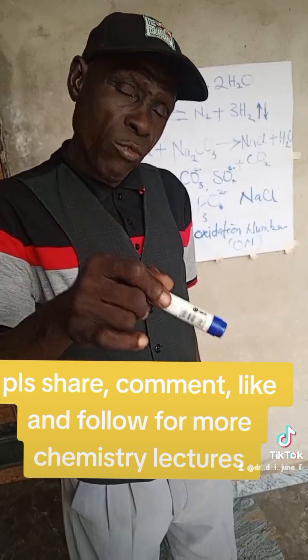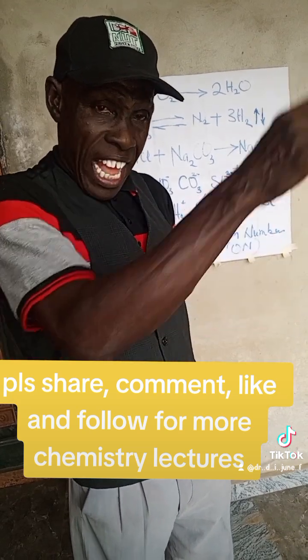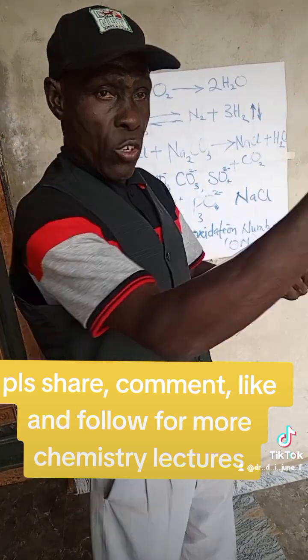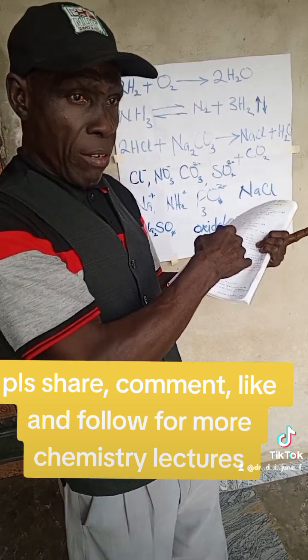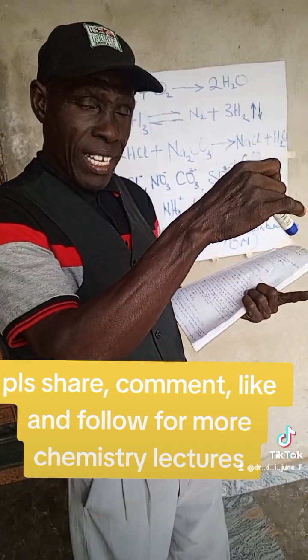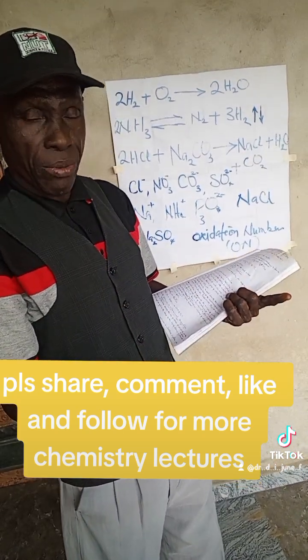So if magnesium reacts with chlorine now, the formula will be MgCl2. That means you are exchanging the oxidation numbers. The 1 of chlorine goes to magnesium. Magnesium's 2 goes to chlorine. So you have capital M, small g, capital C, small l, then 2 as a subscript.